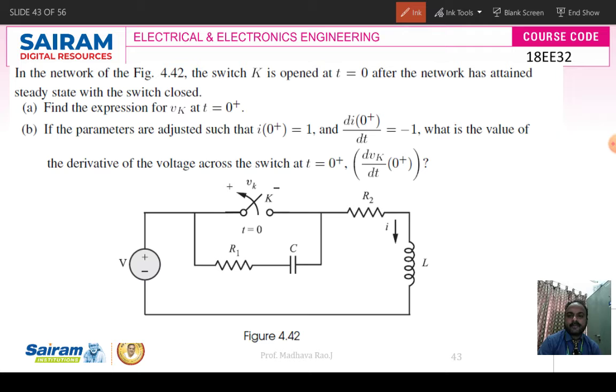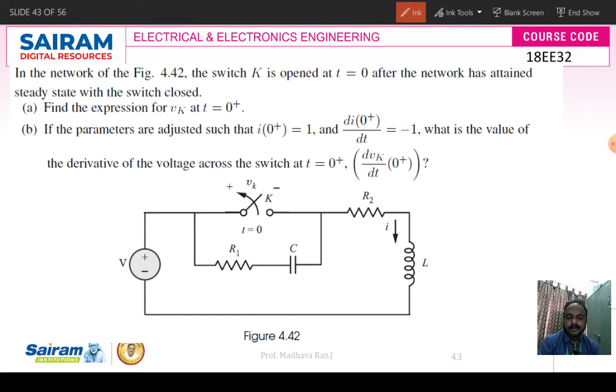Find the expression for Vk at t equal to 0 plus. So what is the voltage across the capacitor? That value we have to find out. At 0 plus the capacitor acts as an open circuit, so open circuit voltage will appear. Two terminals will be there, and some voltage drop will appear across the capacitor.